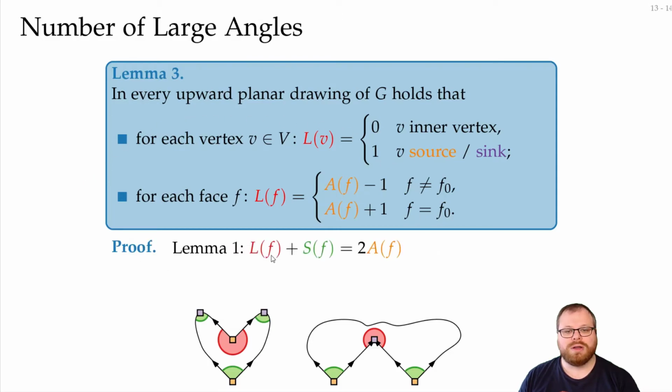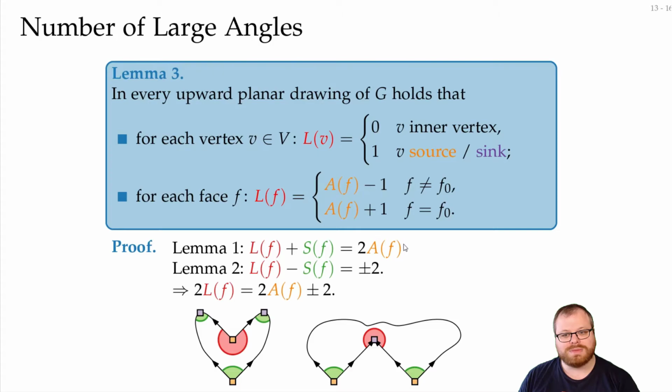In lemma 1, the number of large plus small angles is 2 times A of f. By lemma 2, the number of large minus small is plus minus 2. So just add this up, we get 2 times the number of large angles is 2 times the number of sources plus minus 2, and then divide the whole thing by 2, we get exactly this. So now we know for every face how many large angles we must have there.